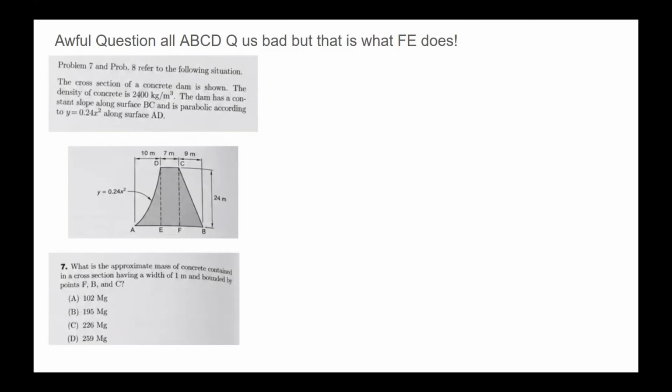Anyways, the cross section of a concrete dam is shown. The density is 248 thousand kilograms per meter cubed. The dam has a standard slope along BC and is parabolic according to y equals 0.24 x squared along surface AD.